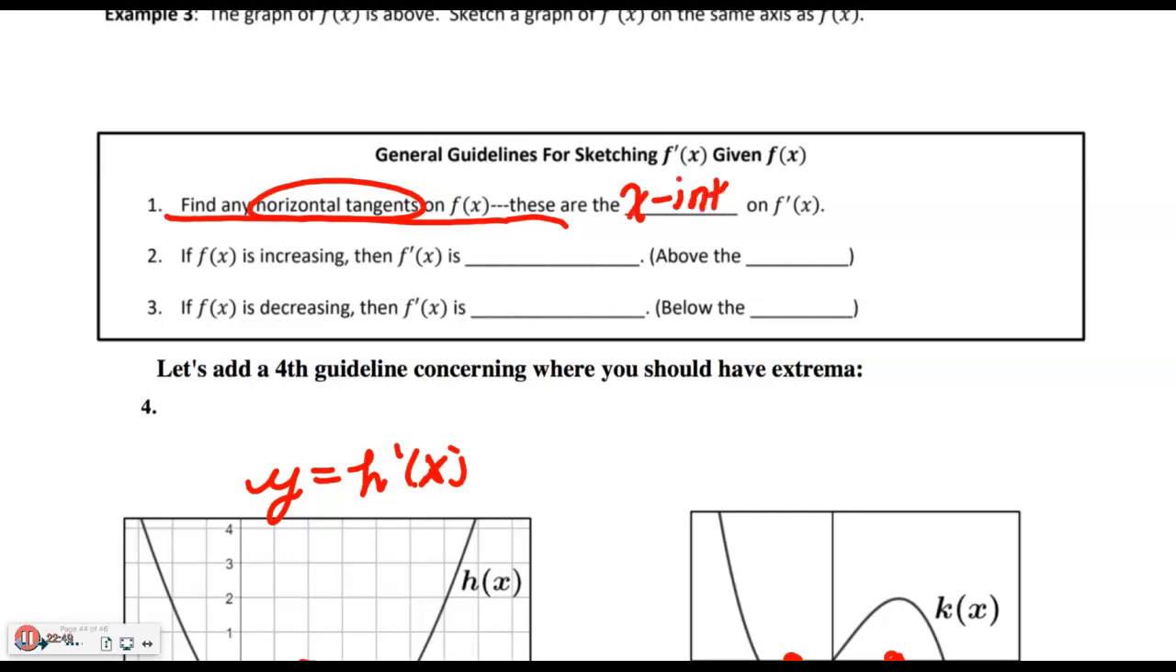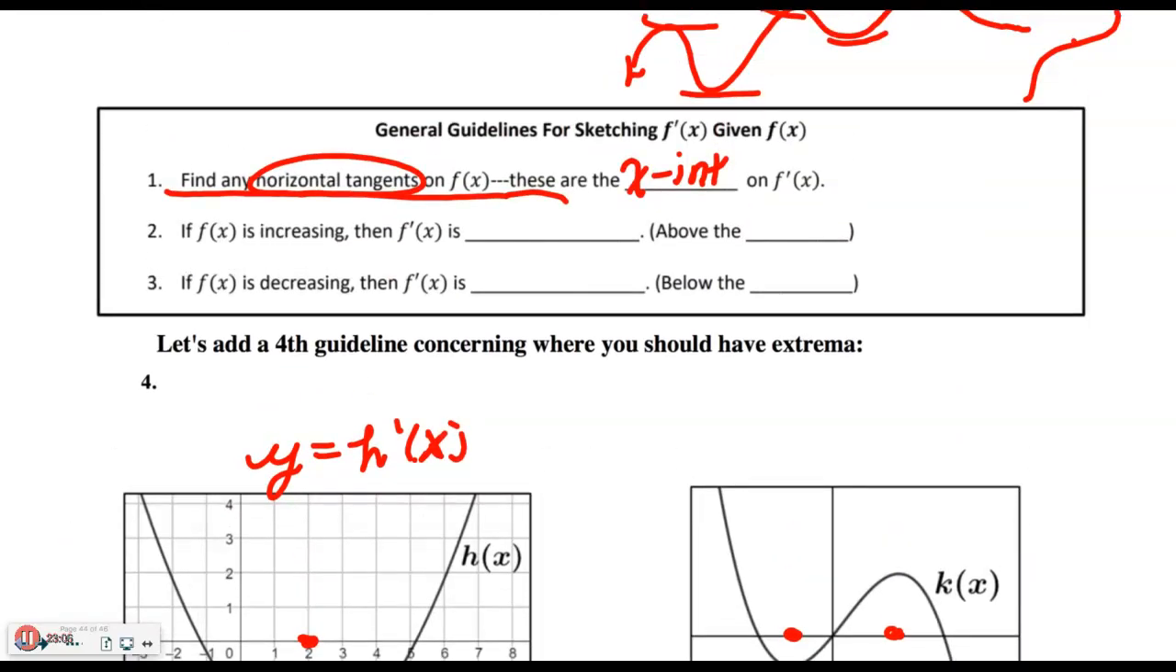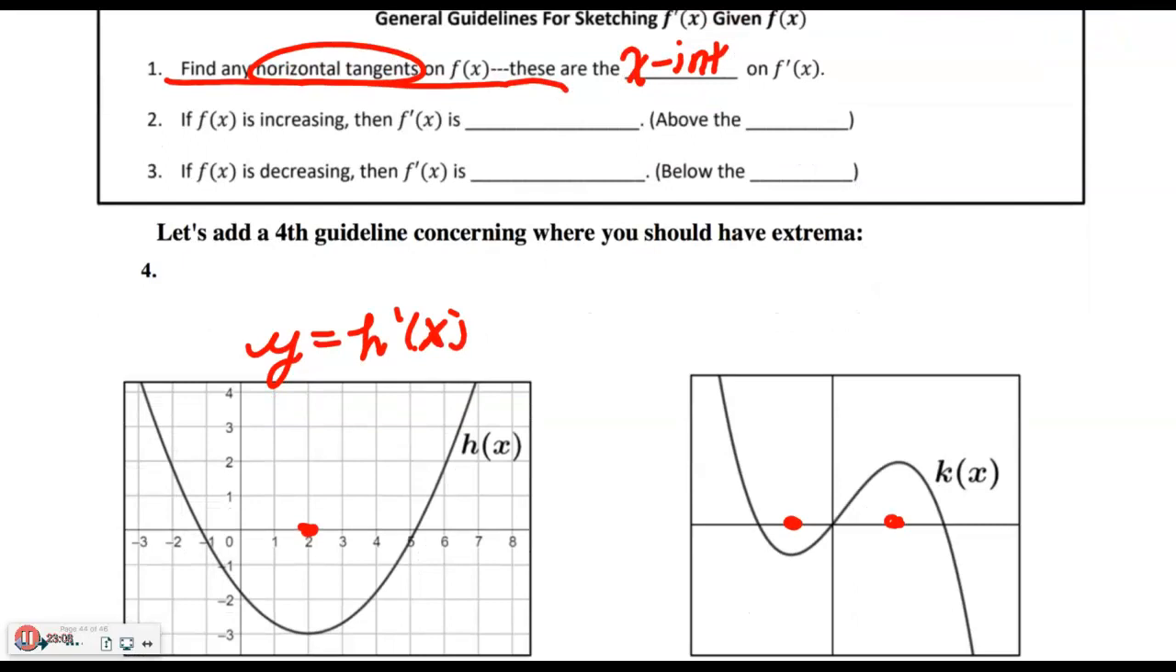So I'm going to give you a really roly-poly one in a little bit, and you're going to go, well, I better hit the x-axis here, here, here, here, here. Okay, that's where you better hit it, cross it, or maybe even bounce off of it, right? So basically, we're finding those x-intercepts.